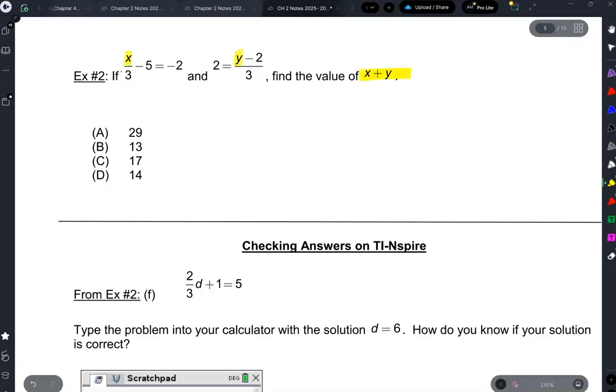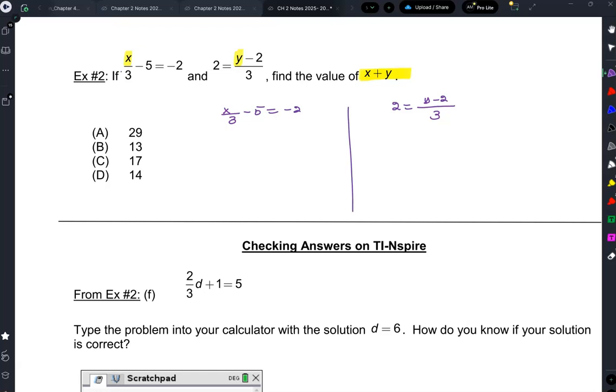So first, let's do the first equation. I'm just going to copy down the first equation. And then the second equation, I'm going to copy it down here. Now, you are going to go and solve these separately, two separate equations. Find x and find y. Go. Add 5.